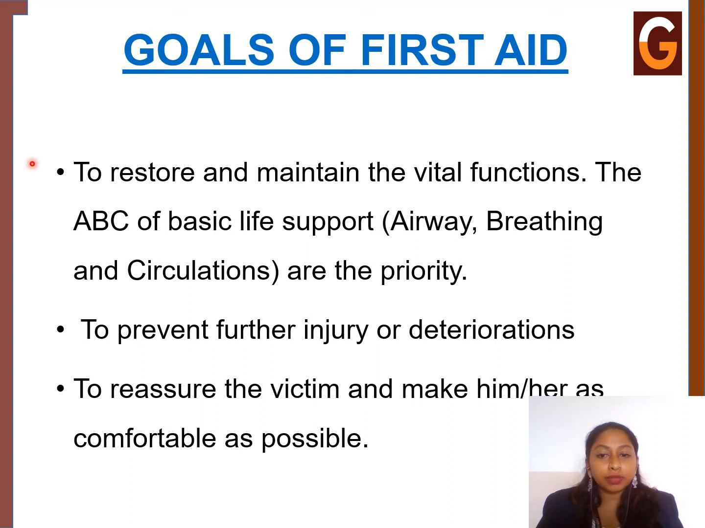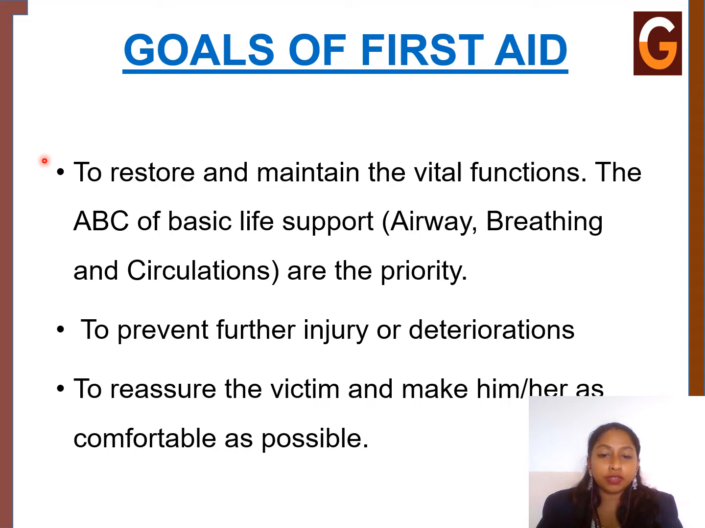Vital functions are the important functions of the body. First and foremost is to check the A, B, C of life. A is the airway, B is the breathing, and C is the circulation. They are the priority to check in any kind of victim.